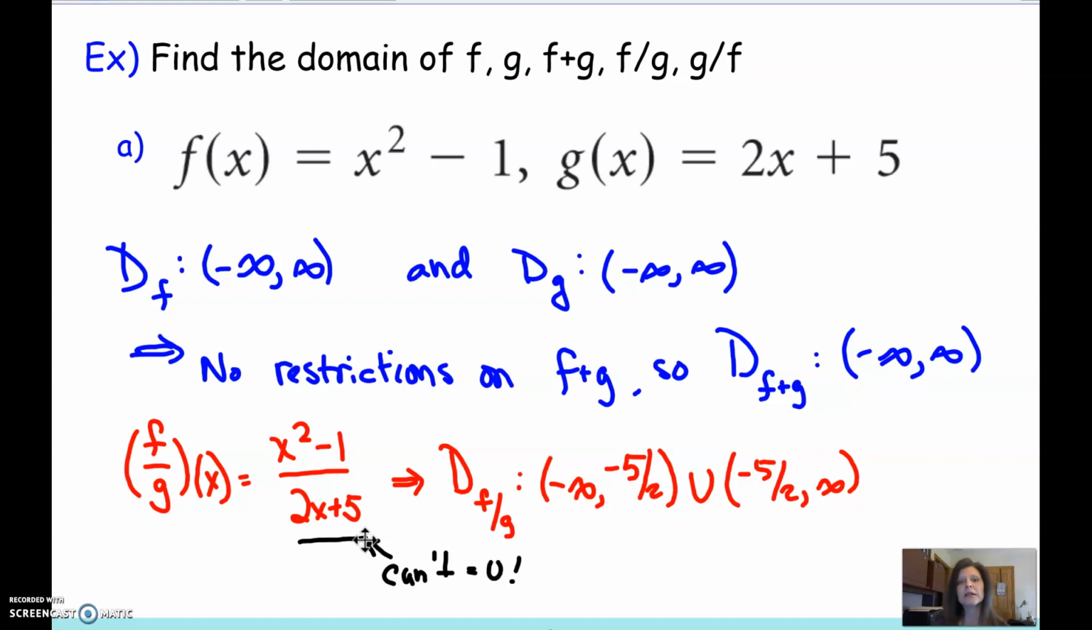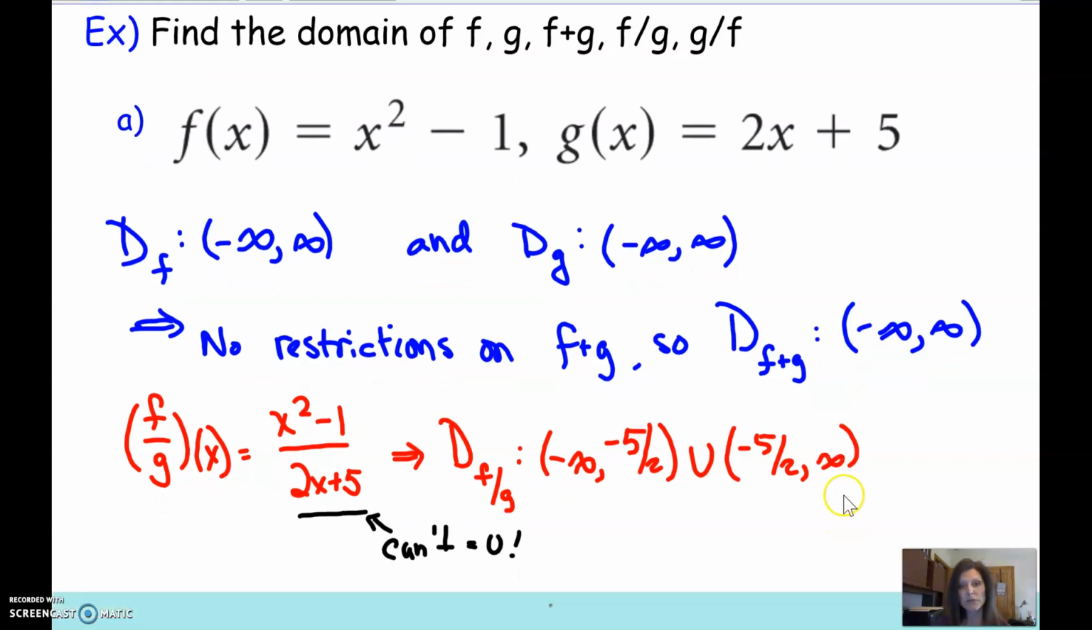I can't include that negative 5 halves, so remember we use a parenthesis there to show we get right to that endpoint, but don't include it. And then union, we're going to hop over that and go to the other side from negative 5 halves up to the positive infinity. So we have a hole there on our number line. It's anything except that one particular number.